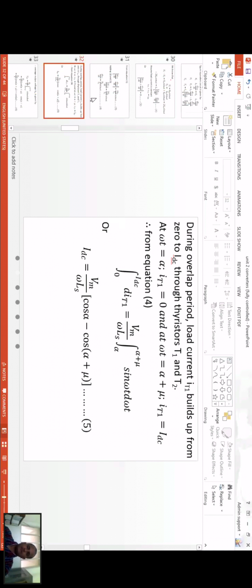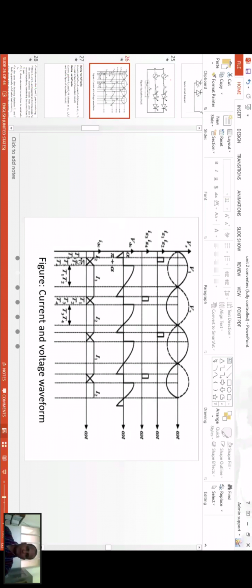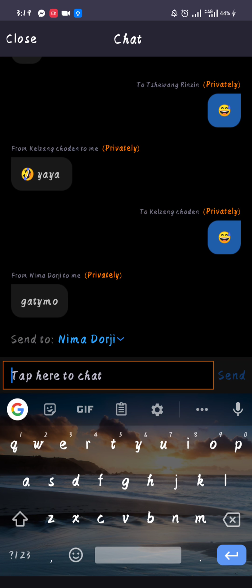This is the overlapping angle, alpha plus mu. This portion is alpha, and this is the overlap, mu. So from alpha to alpha plus mu, I_T1 will be equal to I_DC. If you integrate this, you will get I_DC equals Vm by omega Ls times cos alpha minus cos alpha plus mu, where mu is the overlap angle.